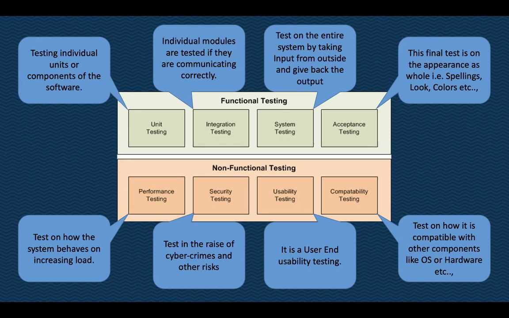The next one is security testing. As we can see, security is a main concern with the increase in cyber crimes and a few other risks. So security testing is done to check the application's confidentiality, integrity, and authentication. The next one is usability testing. Here we check the ease of the application, so how easily it is used by the user.